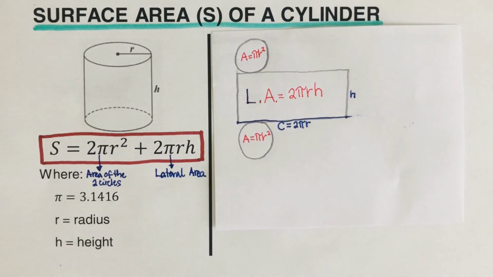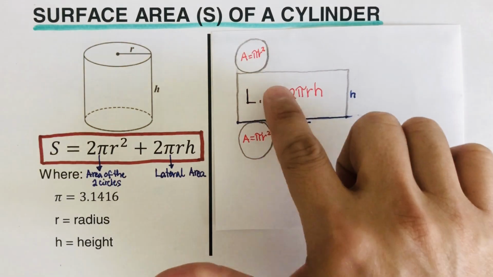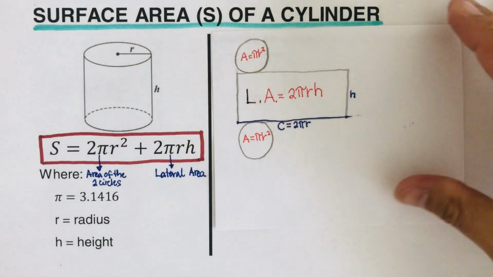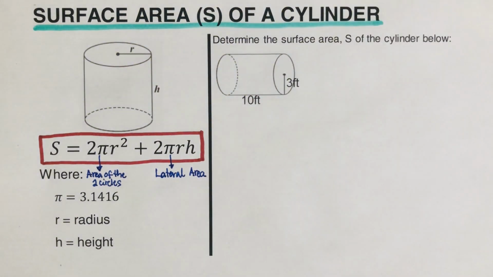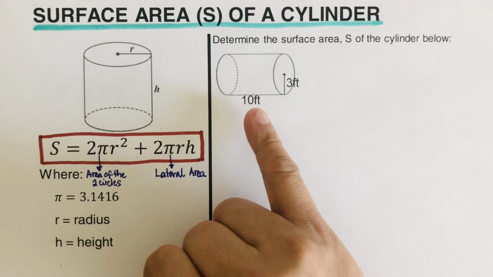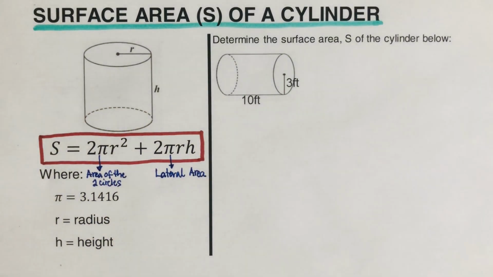So that's how we get the formula for the surface area of a cylinder. We did it by opening up the cylinder, looking at it, and adding all of these areas right here. That's the total surface area. At this time, I would encourage you to pause this video and use this equation to solve for the area of this cylinder. When you're done, unpause it and check your answer.